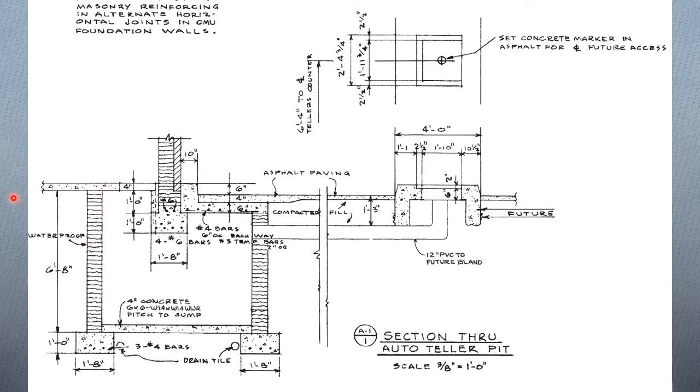Remember, the building is over here because we are looking through, here's my A1 section, and it tells me 12 inches PVC to the future island. There may be something here later, and we are putting a 12-inch diameter PVC pipe through here so that I don't have to dig up the asphalt paving when I install it. It's already there, and this has already been built.